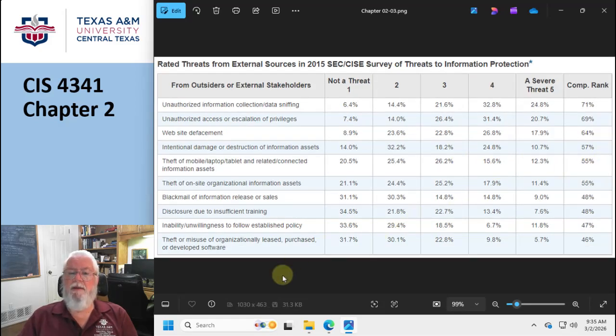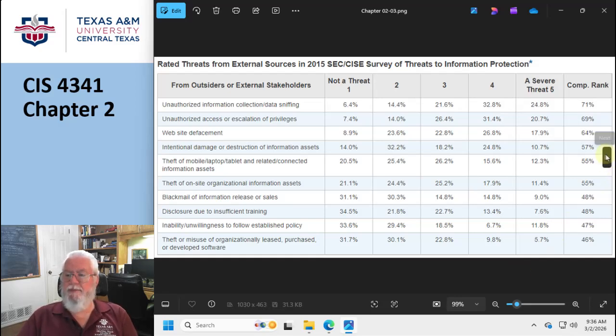So let's talk about external sources. All right. So data collection, escalation, defacement, intentional damage, theft, blackmail, disclosure. So blackmail gets a little higher. Misuse of leased, purchased, and developed software. So again, external sources pretty much will mirror the internal sources, but that's okay. So are people really, really afraid of viruses? Yeah, but is it really their number one concern? Is that what keeps them up at night? Probably not. It's those dang internal guys.